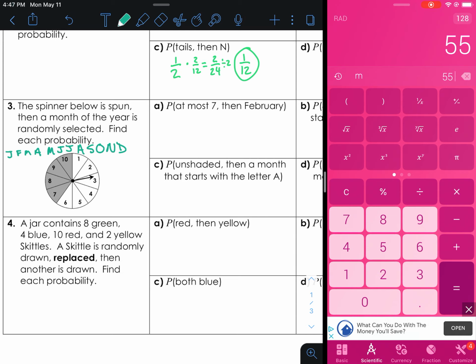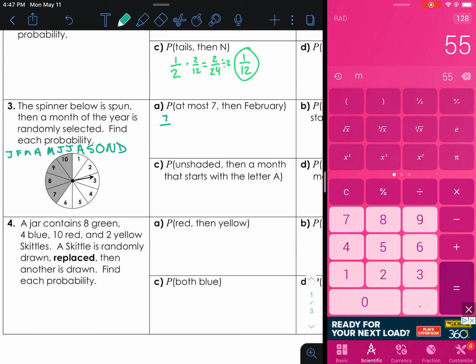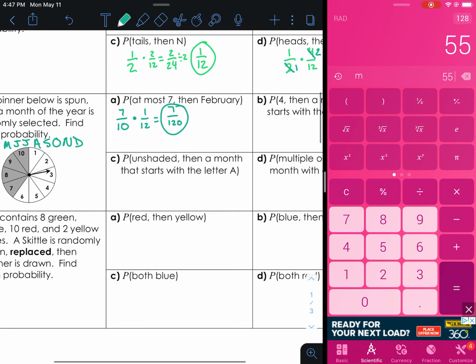All right. So here we go. With letter A, it says at most 7. So the greatest we can have is 7. So there were 7 choices below that. So 1 through 7 out of 10. And then the month of February, 1 out of 12. So we will multiply straight across. 1 times 7 is 7, and 10 times 12 is 120. So 7 out of 120 times that we would pick a number at most 7 in the month of February.